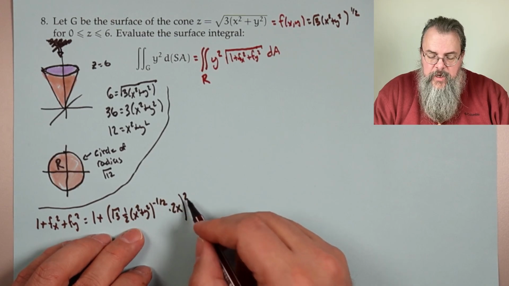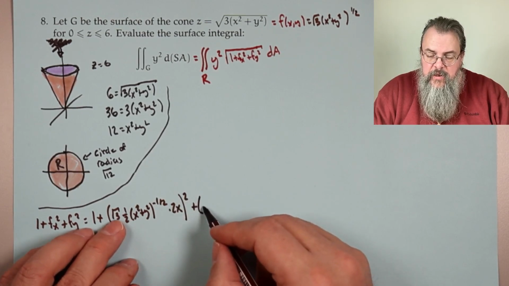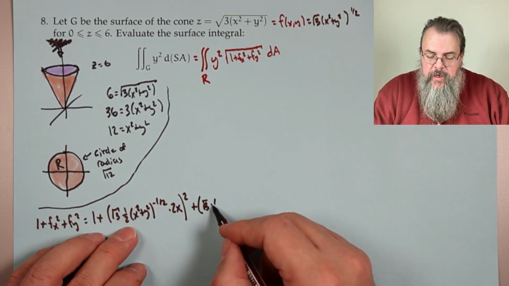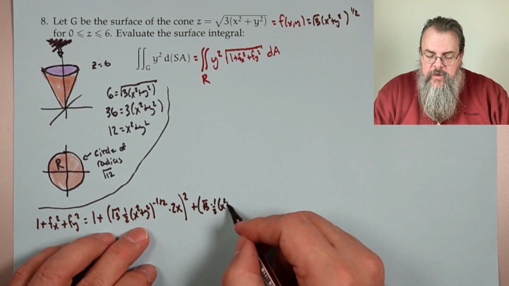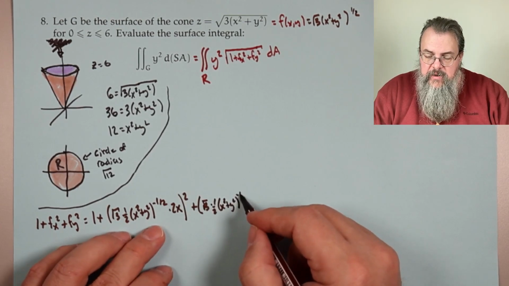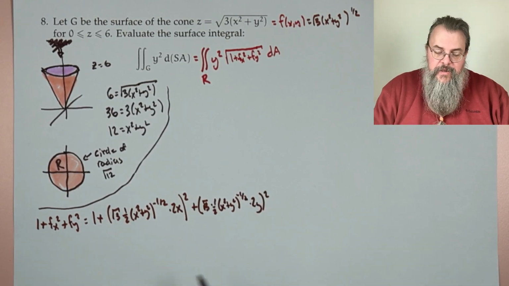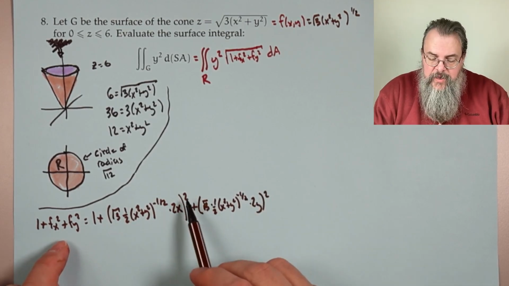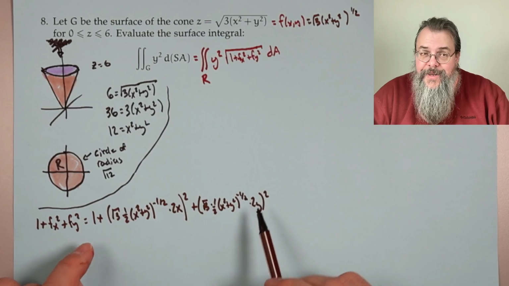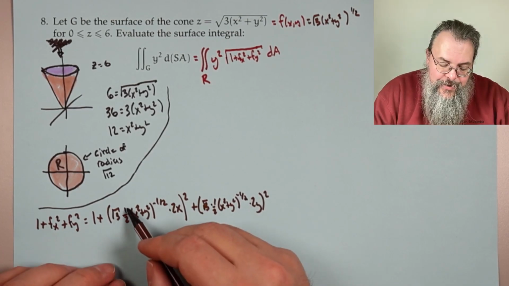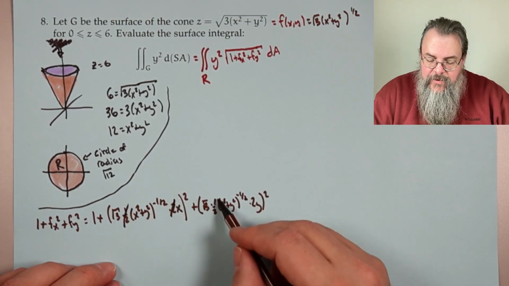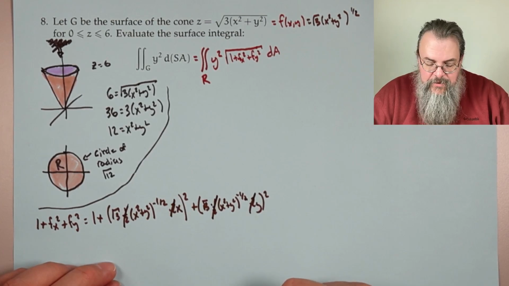And that's going to be squared plus, same thing, square root of 3 times 1/2 x squared plus y squared to the minus 1/2 times 2y, quantity squared. Okay, so there's our fx squared, fy squared. Now, the 2 and the half cancel.